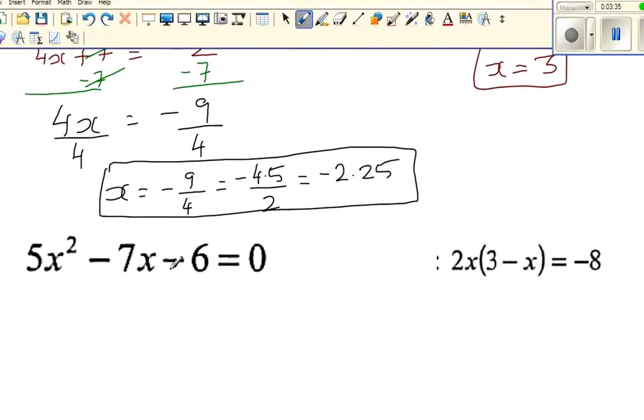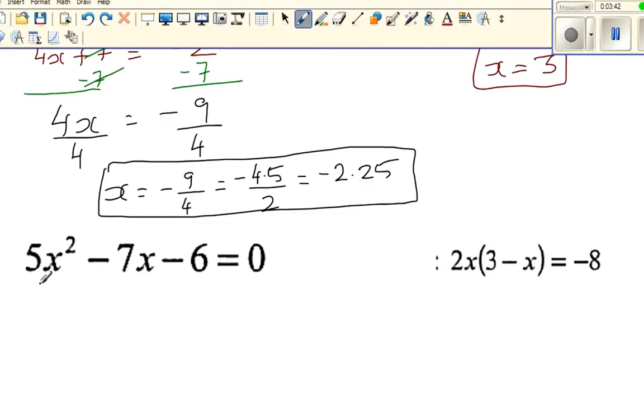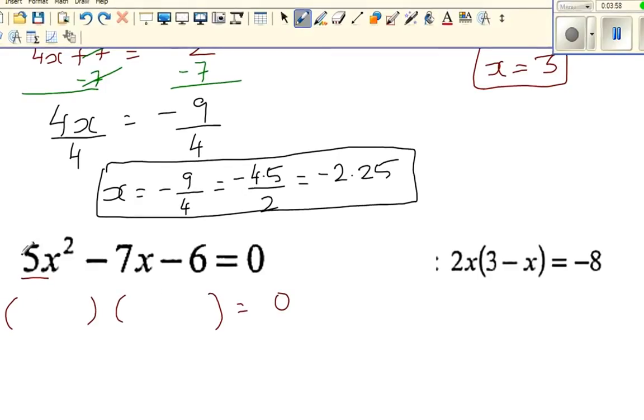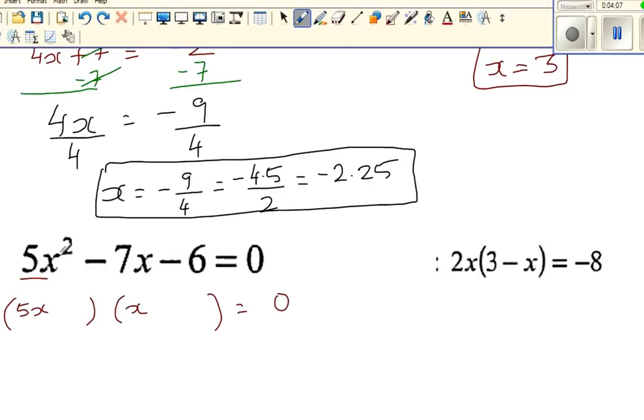5x squared minus 7x minus 6 is equal to 0. We can do this in different ways. So I'm going to think like this. I have to put this in brackets first. First look at this. I've got a 5x squared here. So what should come in these brackets? 5x squared can only be written as 5x times x or x times 5x, doesn't matter. So 5x times x is 5x squared.